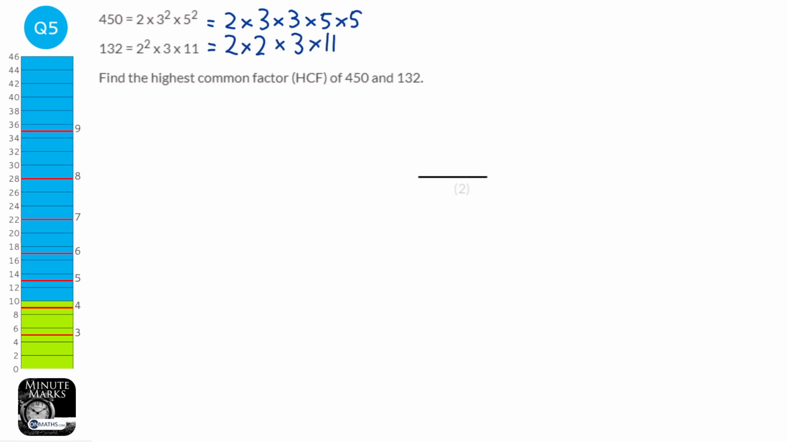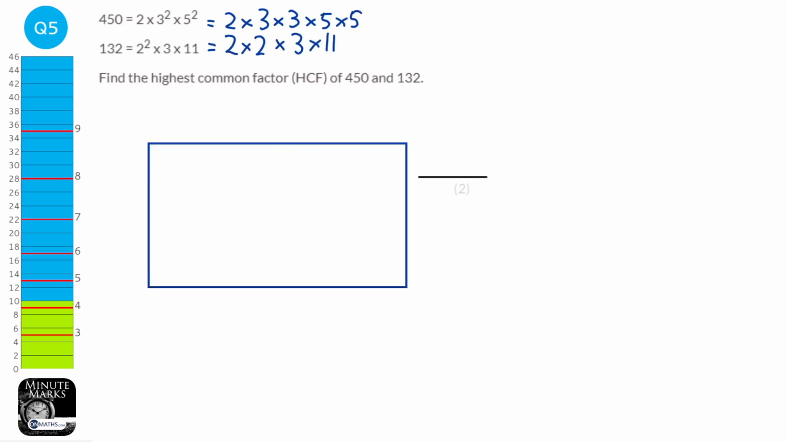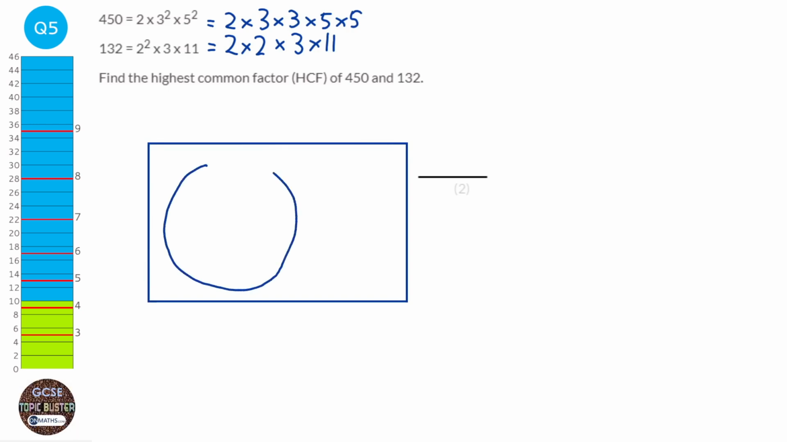And we're going to draw ourselves a Venn diagram. So let's just do a rectangle on the outside. I'm going to try and do some nice circles here. Try my best anyway. Okay, so on the left hand side we have the 450, on the right hand side we have the 132.